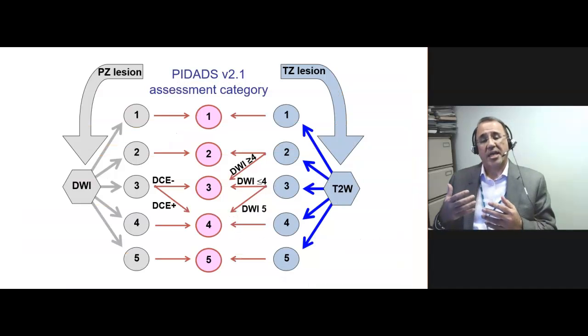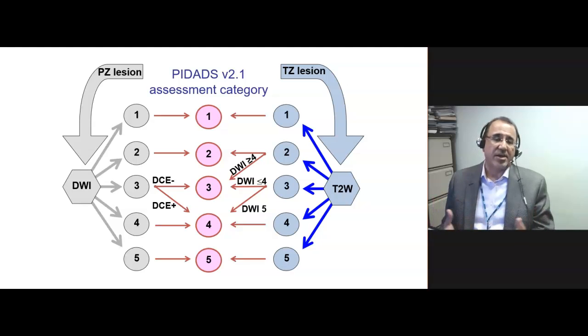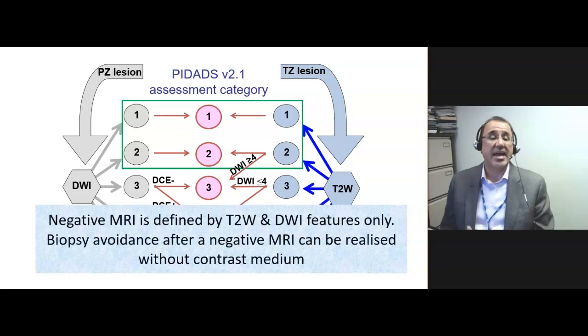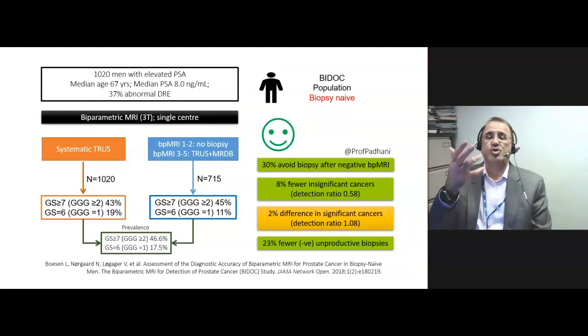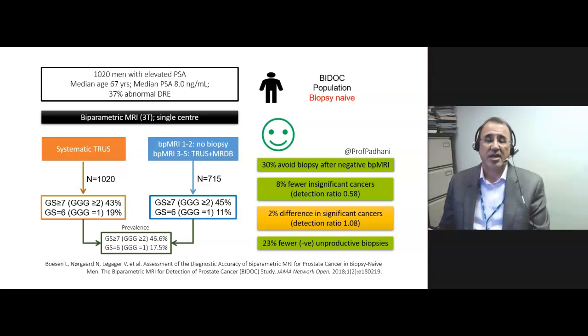Well, if we look at the way that we analyze images using the PIRADS system, we can see that negative MRIs can be defined by T2 and diffusion features alone. Therefore, biopsy avoidance after a negative MRI should be realizable without contrast medium. Of course, you expect this. And in fact, prospective studies show that. So this is the Bidox study, the largest study ever published with biparametric MRI. You can see over 1,000 men, and 30% of men avoided a biopsy after a negative MRI.